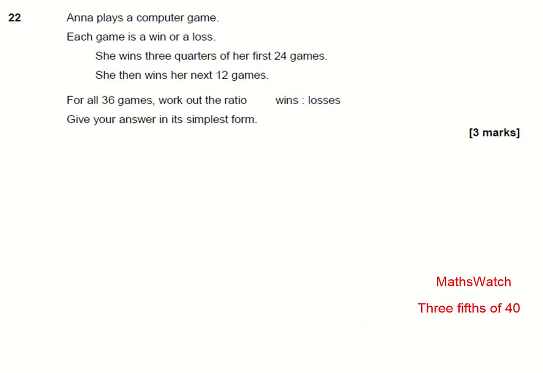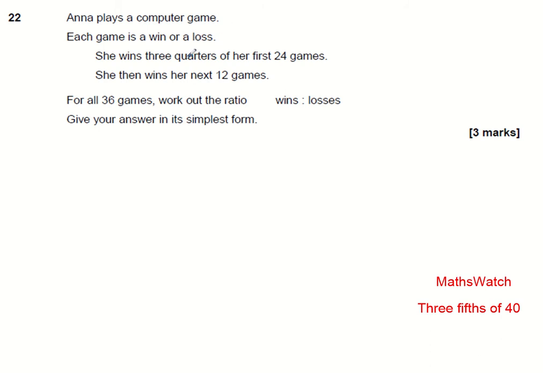Question 22. Anna plays a computer game. Each game is a win or a loss. She wins 3/4 of her first 24 games. She then wins her next 12 games. For all 36 games, work out the ratio wins to losses and give your answer in its simplest form.